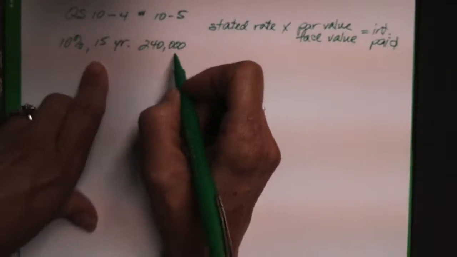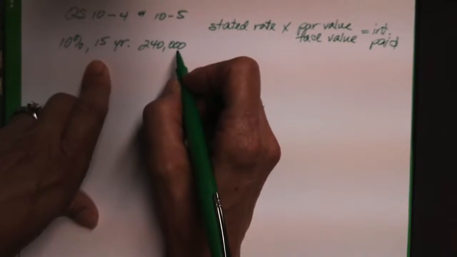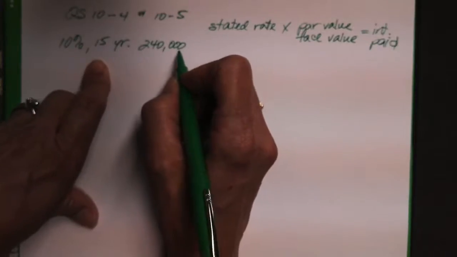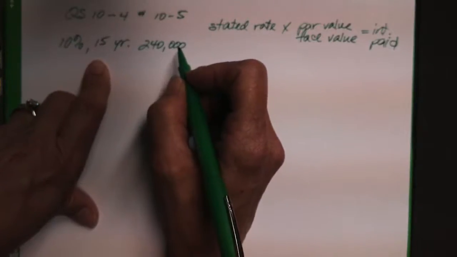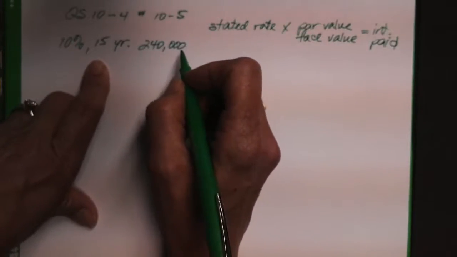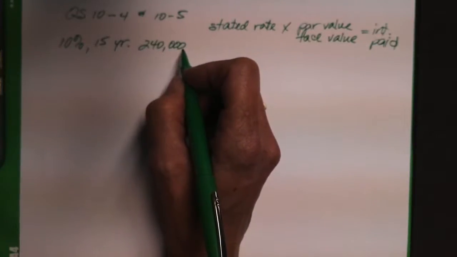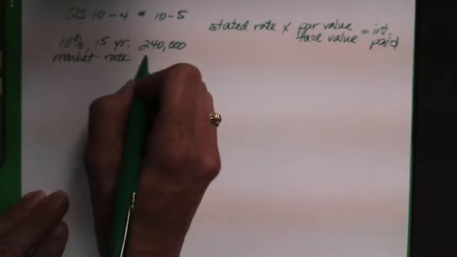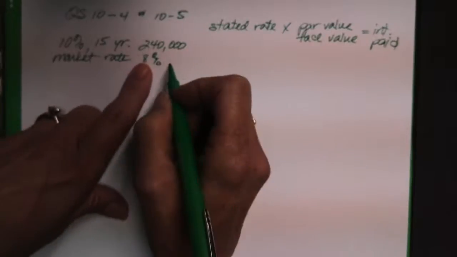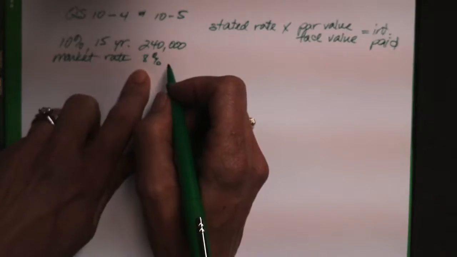Okay? Now, here's the deal. These bonds will never actually be bought by investors for $240,000. They will be bought for some amount that makes sense given whatever the current market rate is for this level of bond, the level of risk associated with this bond. So, in this problem, it says that the current market rate is 8%.